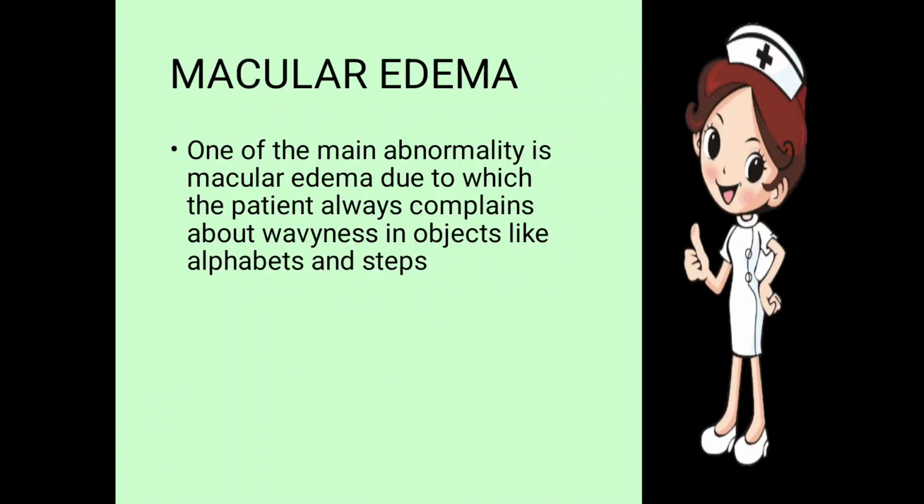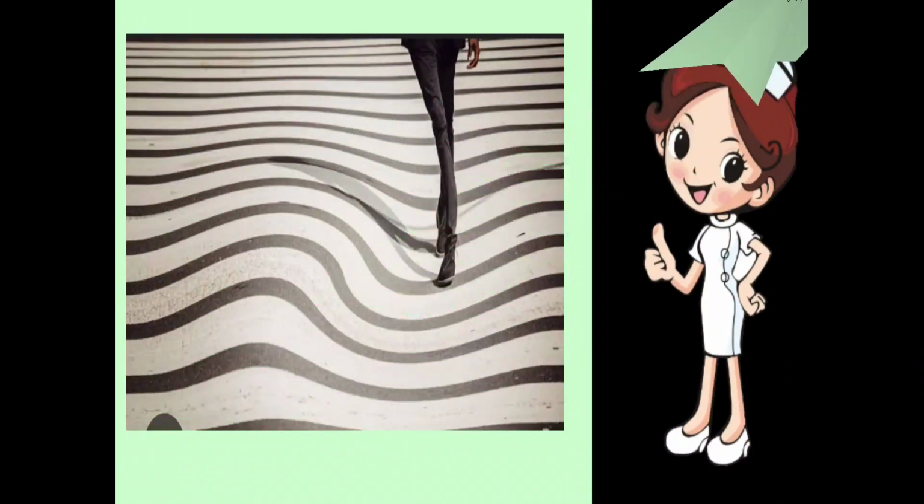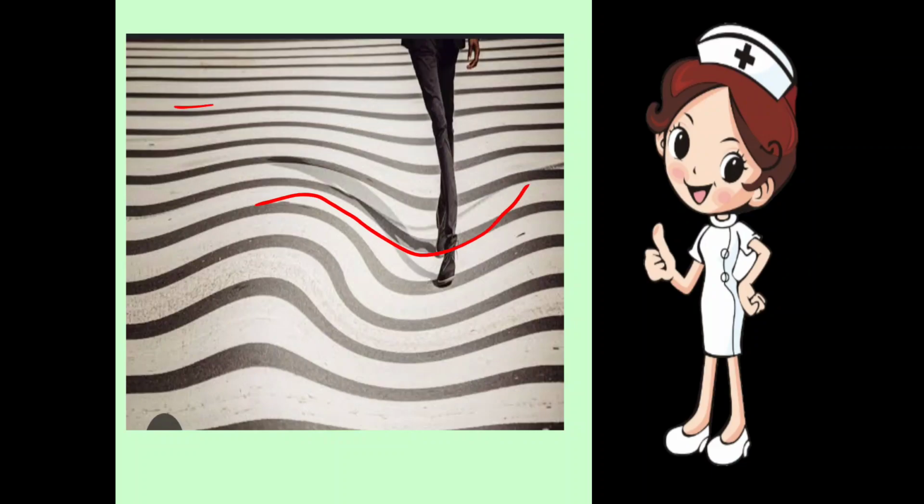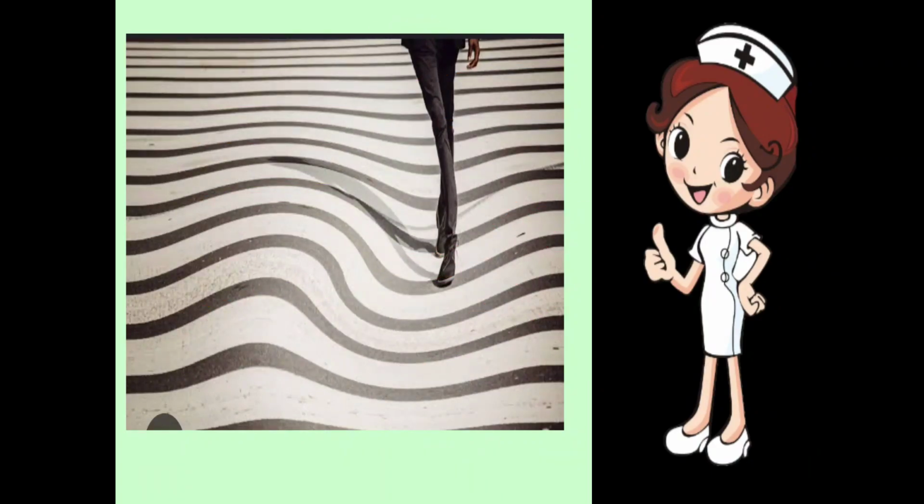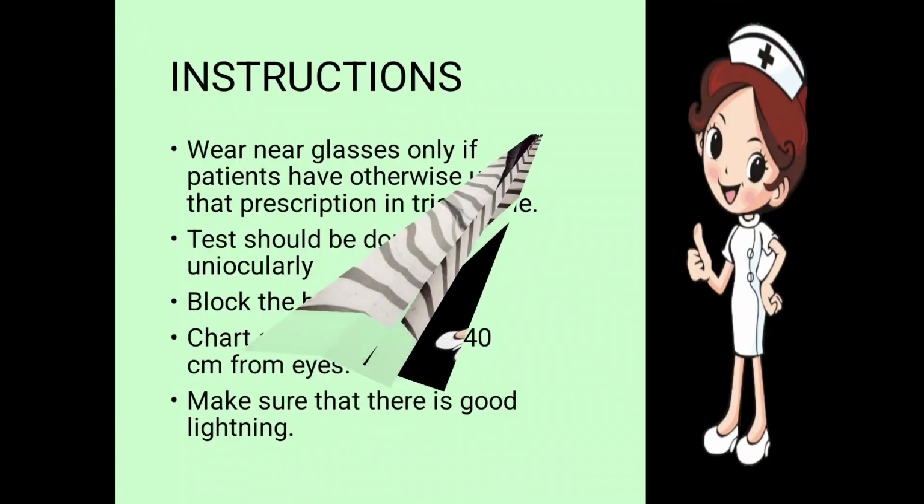Macular edema. One of the main abnormalities is macular edema, due to which the patient always complains about waviness in objects like alphabets and the steps. Edema is basically a swelling. Sometimes the swelling takes place at the macula, due to which the patient always complains about waviness in objects. Okay, like this. As you see here, the waviness is seen; all the lines are straight, but the patient perceives that the lines are wavy. Okay, so due to the macular edema, these kinds of images are perceived by the patient, and the patient makes these kinds of complaints.